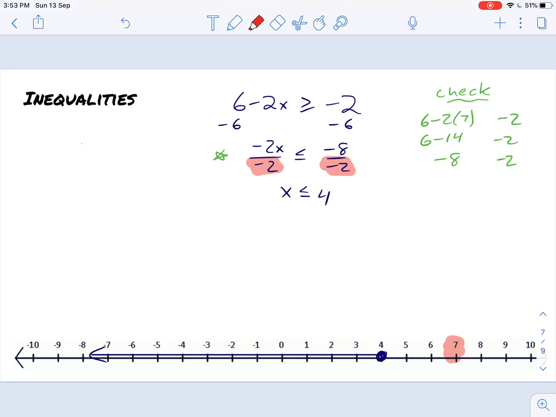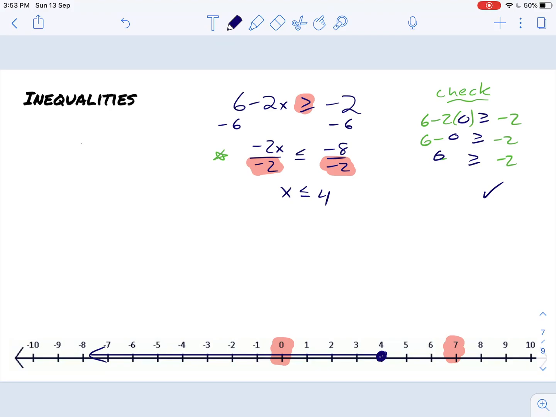Now when I flip my line around, let's pick a number that the arrow's pointing to, not to 4. So let's pick 0, it's always a nice one to work with. Instead of plugging in 7, I'm going to plug in 0. So I'm going to put 0 here, which is 6 minus 0, which is just going to be 6. And our inequality sign, when I started, was greater than or equal to. So it should be greater than or equal to here. Oh look, 6 is greater than or equal to -2. So that tells me now my arrow is probably pointing in the right direction.